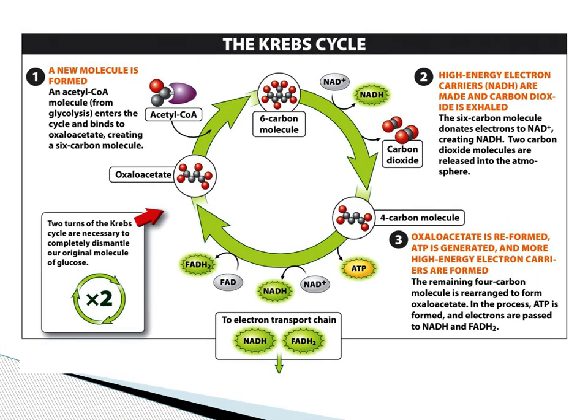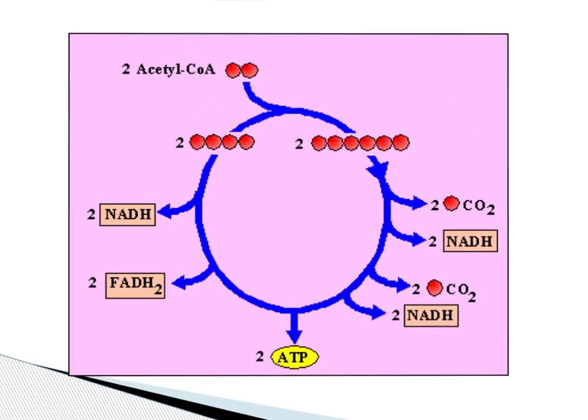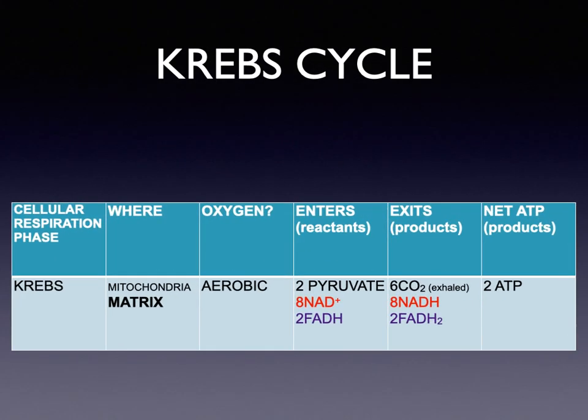Krebs cycles are always represented as a circle. So if you see a circle, you can pretty much be sure that that is the Krebs cycle. Here's a more simplistic version with what's going on, but we put that into a table for you.